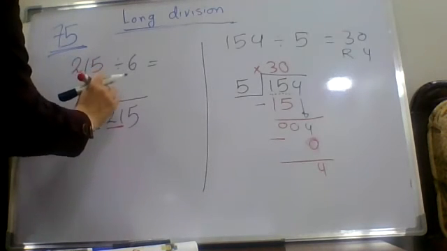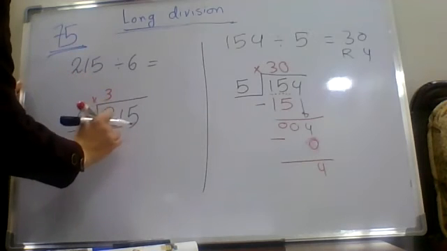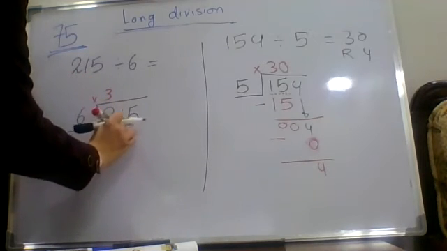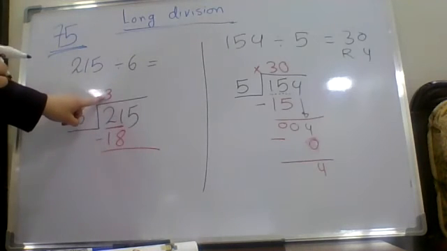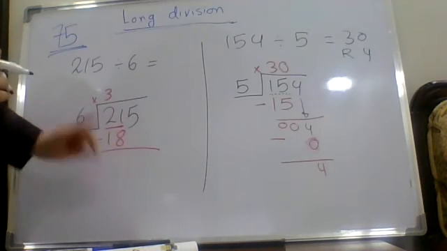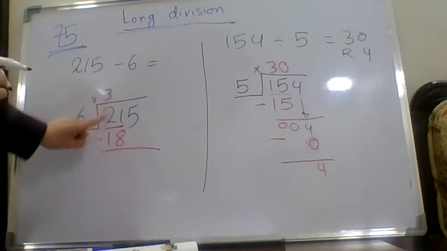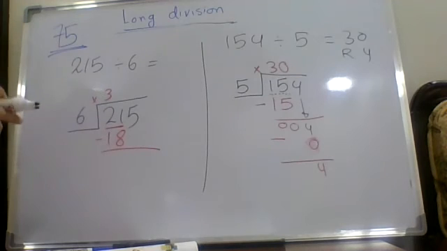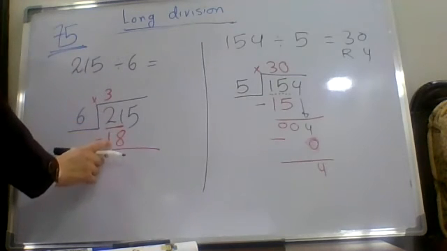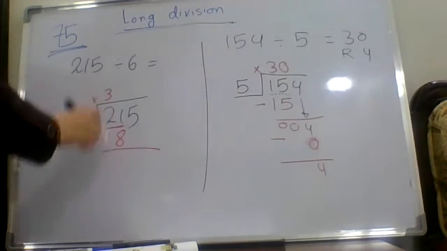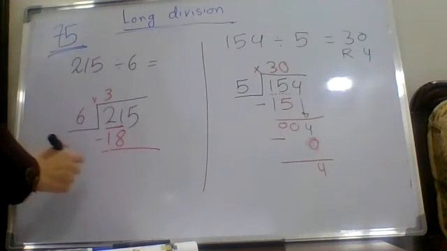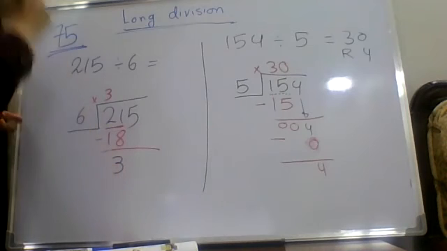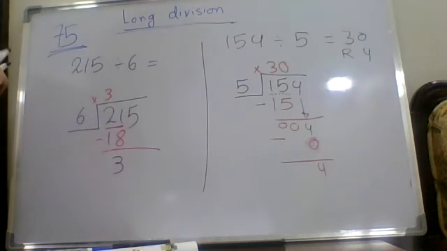So if I multiply 3 times 6, it's 18, right? This is the biggest number, because if I want to choose 4, 4 times 6 is 24. We're not allowed to subtract a bigger number from a smaller number, okay? So we need to choose a smaller number, which is 18. Now subtract 21, take away 18. It is 3, okay? It's still 3.